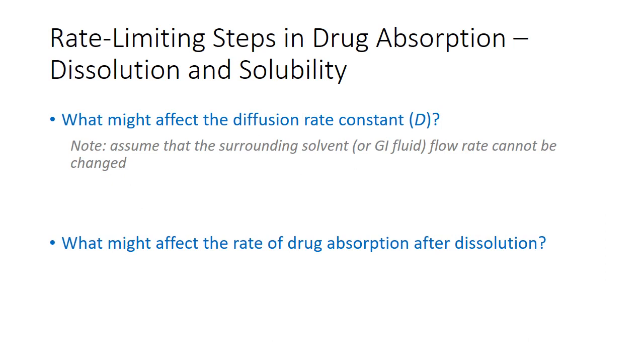So a couple more questions. What might affect the diffusion rate constant, which is D? Remember, that's different for every drug, and not just every active ingredient; different formulations might have a different diffusion rate constant. So the question is, how can we modify that? The higher the rate constant, the faster the diffusion for the drug. So assume that the surrounding solvent or gastrointestinal fluid flow rate cannot be changed. You can't change the fluid around it, like that flow rate or the agitation of it. What else might we be able to do to affect the diffusion rate constant?